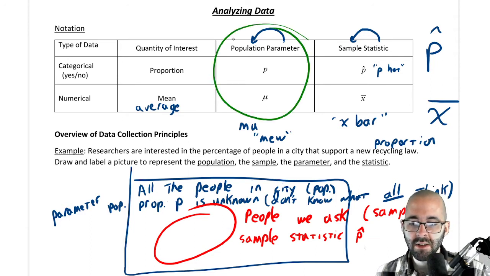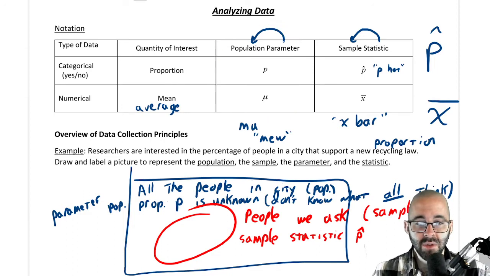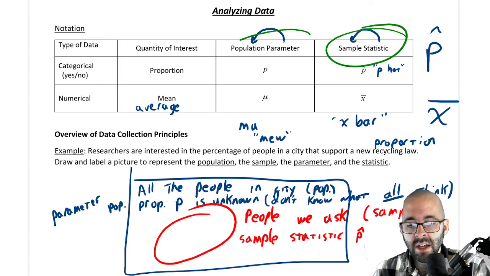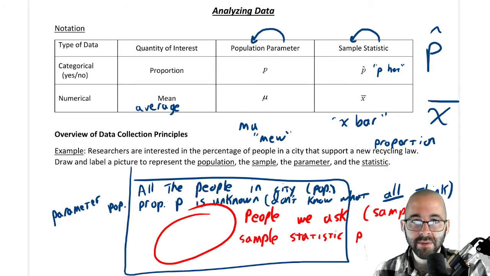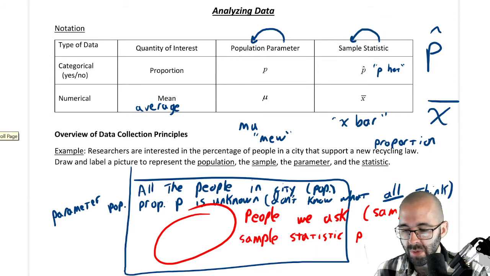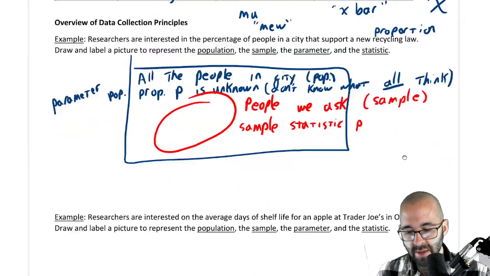Okay, this mu and p, these are very hard to find in practice. And so a lot of what we're going to talk about later on in this course is the relationship between the sample statistic, which we can find out, and the population parameter, which we don't know. And that's going to be one of the big things that's coming up in this class.